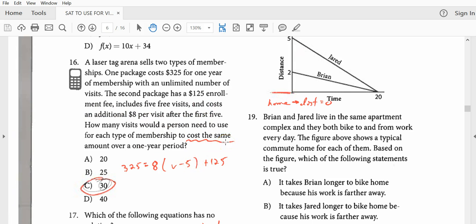So we're looking for the cost to be the same. So here I have 325 is equal to 8, because it's $8 per visit after the first 5. So it's 8 parentheses, they said V for visits. If you used X, you'd get the same thing. X minus 5 here, V minus 5, and then that 125 for the initial enrollment. And once you get the equation, then it's just solving through.